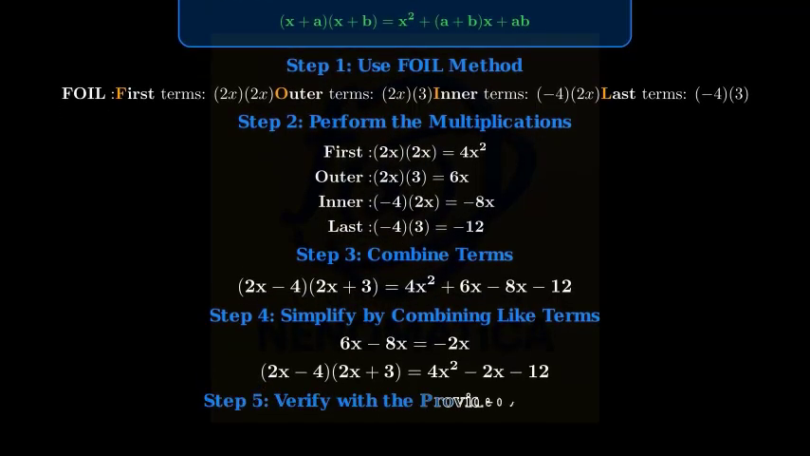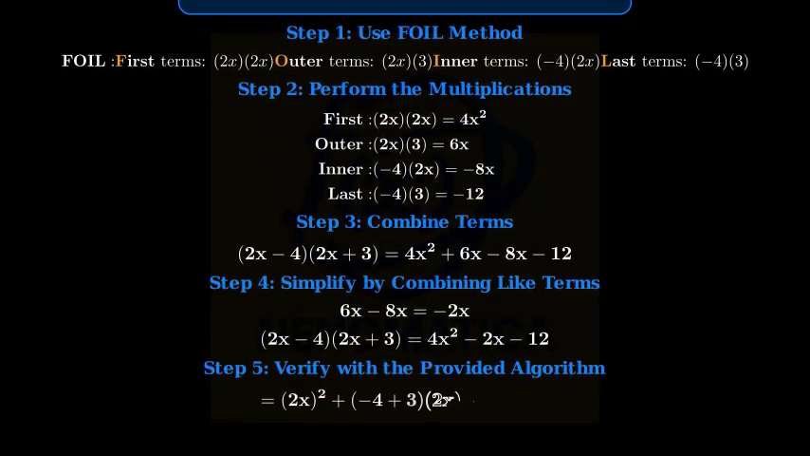Now, let's verify our answer by comparing it with the algorithm in the image. The image shows that when we expand 2x minus 4 times 2x plus 3, we get 2x squared, which equals 4x squared. Next, we have -4 plus 3 times 2x, which gives us -1 times 2x, or -2x. Finally, we have -4 times 3, which equals -12.